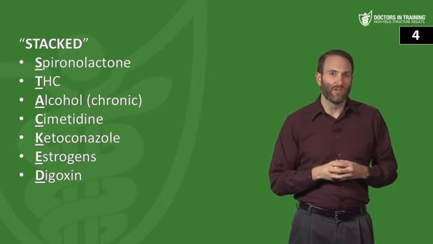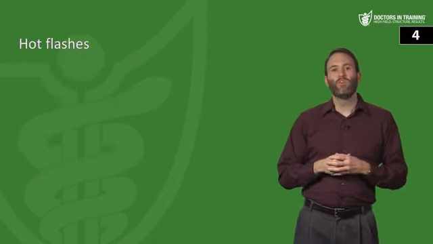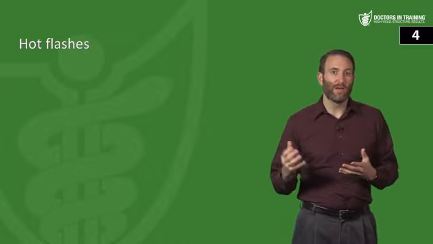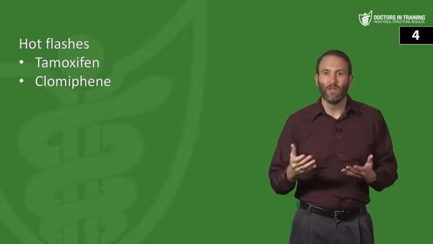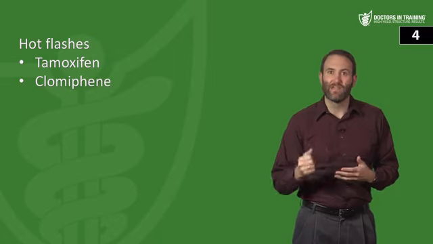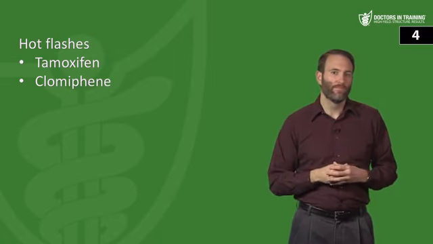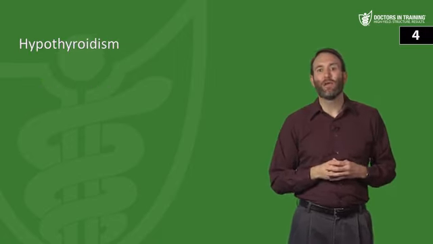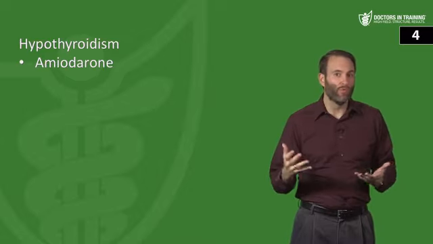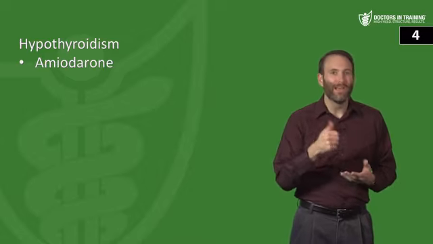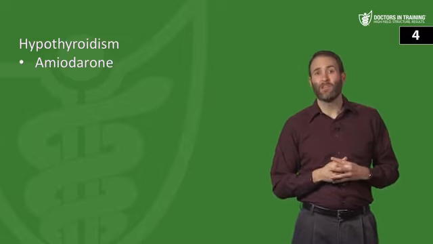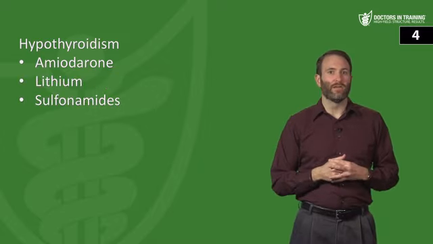And then D is for digoxin again. Moving on to hot flashes. So this can be caused by tamoxifen or clomiphene. So these are the SERMs, so the selective estrogen receptor modulators. Next, we have hypothyroidism. That can be caused by amiodarone. Remember, we're checking our TFTs with amiodarone. It can also be caused by lithium and sulfonamides.